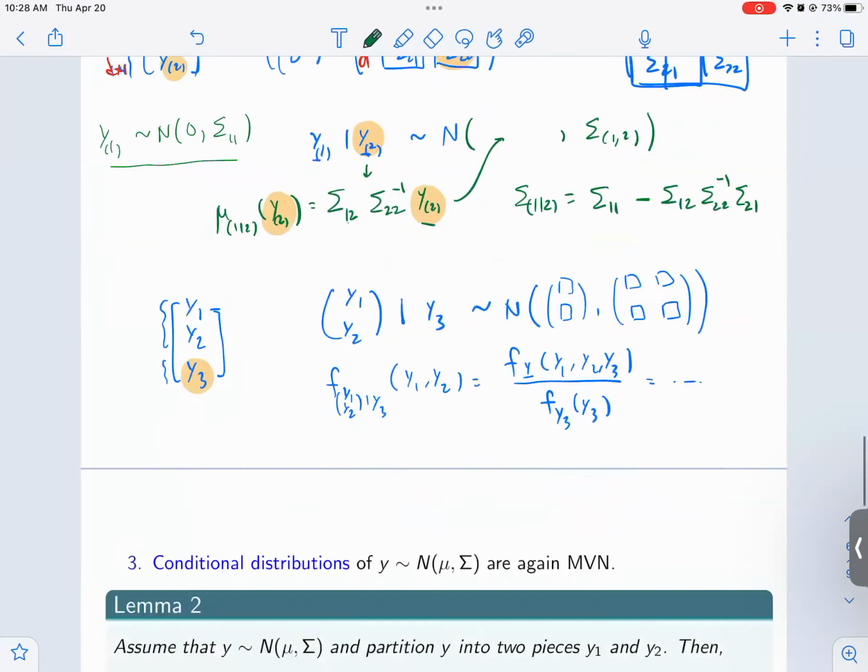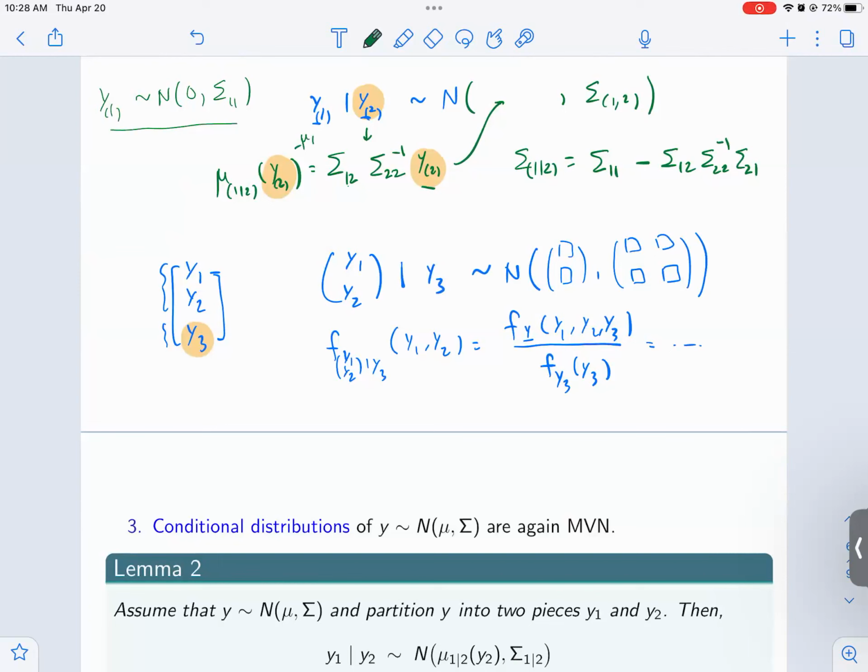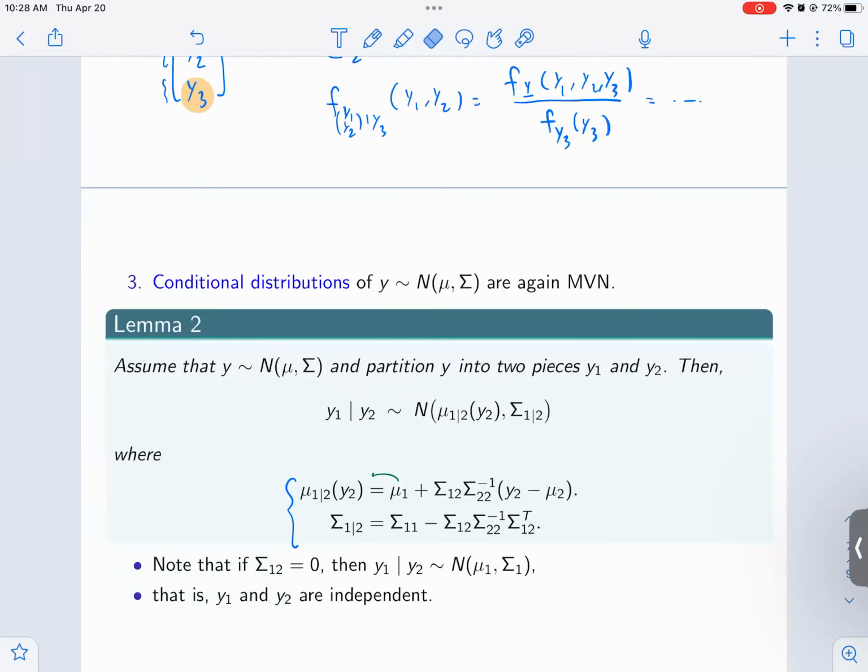In general, you would have the general mu. The idea is that you subtract mu2 from y2, and I can subtract mu1 as well. So I can put the mu's here, and the general formula follows. It's a little simpler if you ignore the mu's, but the general formula I have here, and the main point is this: if sigma 1, 2 is 0, I'm going to be back at mu1 and sigma 1, 1, so I recover the marginal distribution. It means that y1 and y2 are independent.